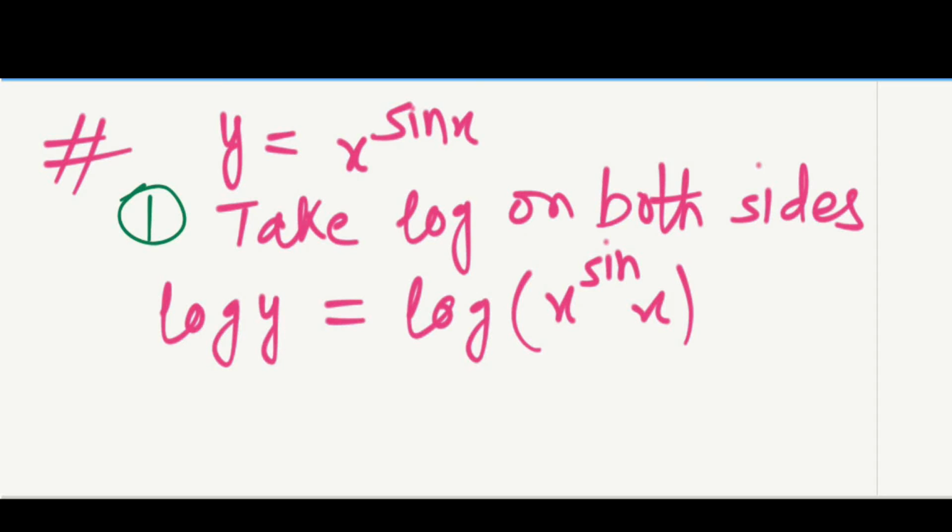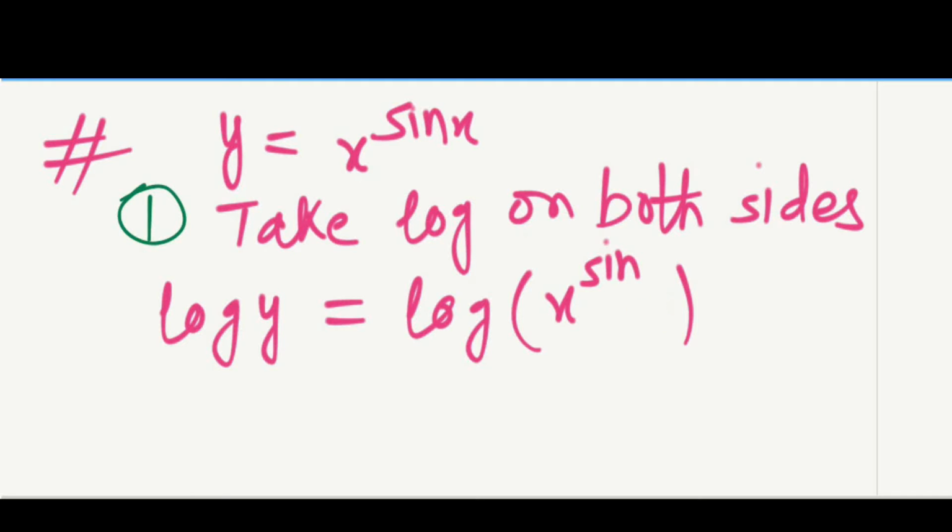So we take another example. Only thing you have to observe is that the variable x is in power, but here it is in the form of a trigonometric function. See, in this question we have y equals x raised to power sine x. Now to differentiate, again step 1, take log on both sides, so we get log y equals log x raised to power sine x.